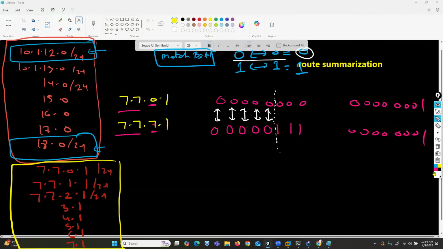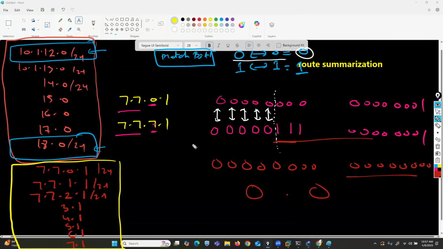Now, if you match 0 with 0, you will get 0, then 0, then 0, then 0, then 0. And from here we don't match, so you don't care about anything. Just type 0. From here it's not a match, so you type 0 0 0 0. Now if you change this binary into decimal, it is 0.